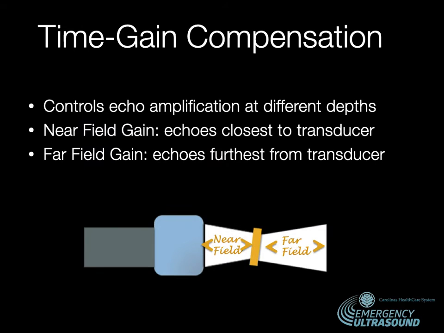Time gain compensation controls echo amplification at different depths. So your gain receives and amplifies the images coming in. It modifies and processes incoming echoes, and too much gain can lead to more scatter. Your near field gain are the echoes closest to the transducer, and your far field gain would then be your echoes furthest away from the transducer.